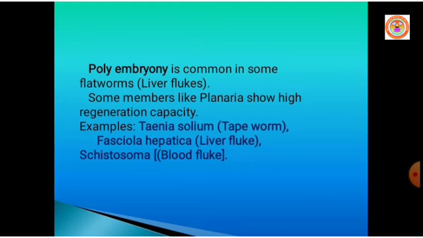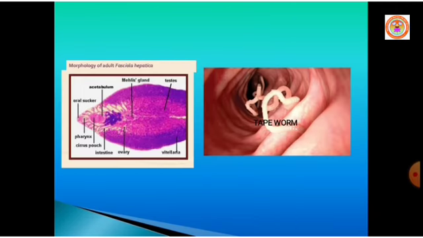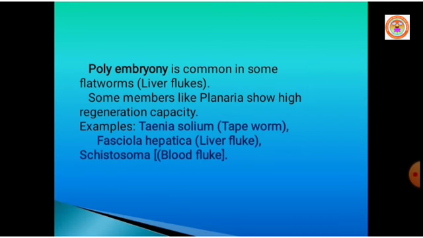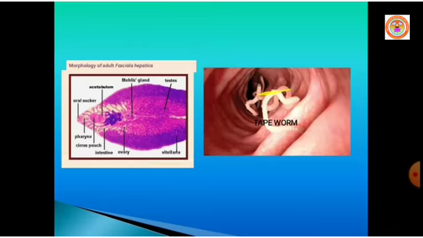Some members like Planaria show a high degree of regeneration capacity. Examples for Platyhelminthes: Taenia solium, tapeworm; Fasciola hepatica, liver fluke; and another one, Schistosoma, blood fluke. Dear students, Platyhelminthes often come in questions for 5 marks.